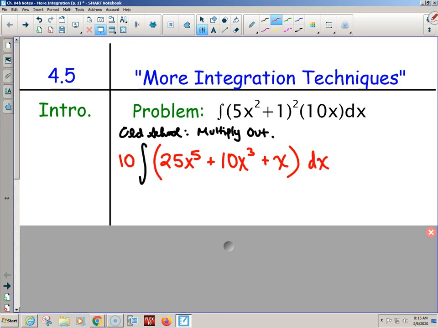Double check how you multiplied it out. Did you get to the right rewritten form? Okay. Kind of. I mean, it was a little different, but was it 250x to the 5th plus 100x cubed plus 10x? Yes. Perfect. So then you can just pull the 10 out, or you can leave it in, either way. But eventually, we have to take the antiderivative.